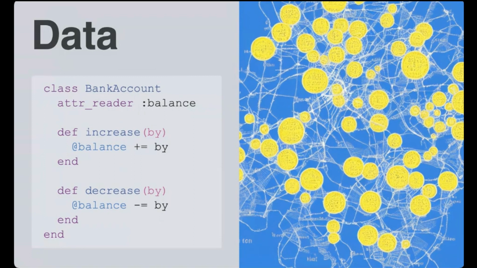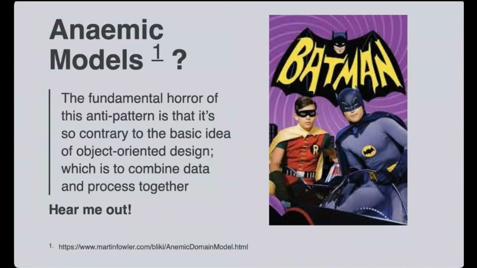So now everybody knows Martin Fowler by heart, I assume. So we all know that this is an anemic model, and that's probably the most terrible anti-pattern of all time. Martin Fowler says so. I mean, and what does Batman have to do with it? And just hear me out for a second.